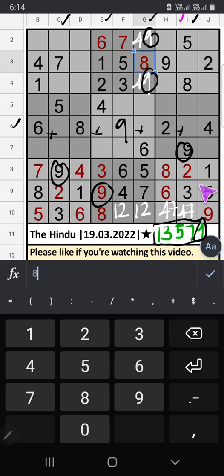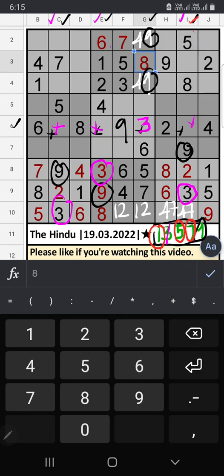Column I we have 3. Column E we have 3. Column C we have 3. So 3 can't come in these cells. Then 3 is confirmed here. Then only 3 numbers are remaining: 1, 5 and 7.